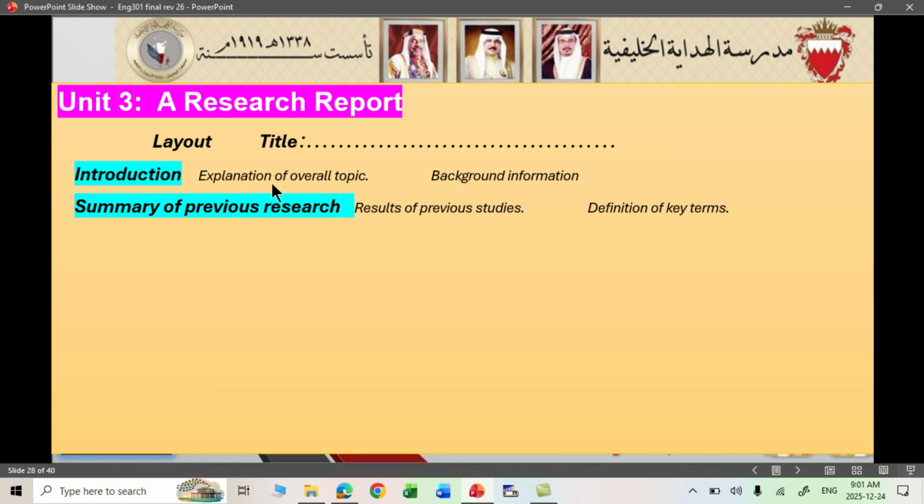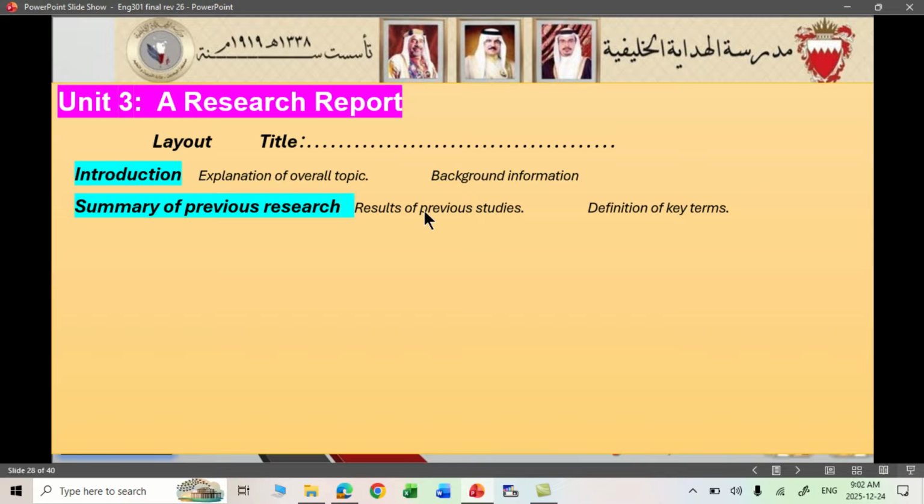Unlike the other writing topics, you need to write those headings. The 6 headings that we will come across should be written there. Remember, you need to write the word introduction, not write the introduction only. You need to write a heading, introduction, and then write your introduction. A heading, summary of the previous research, and then you start talking about the previous research.